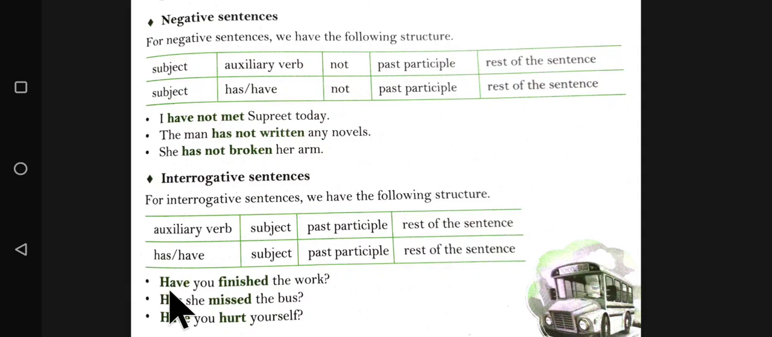Okay, so have is auxiliary verb, then comes subject, that is you, then comes past participle form of the verb finished, as you can see, then rest of the sentence, the work. And of course, don't forget to put question mark because we are dealing with interrogative sentence.